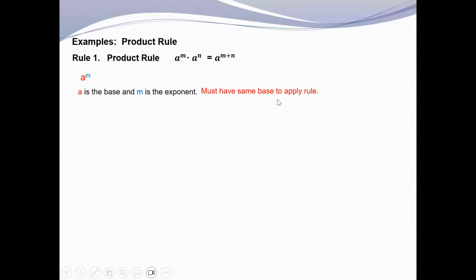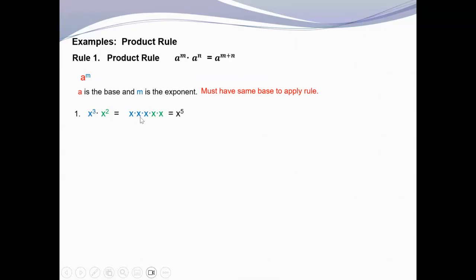Okay, now let's begin with some examples. First of all, this is product rule number 1. A is the base and m is the exponent, like I mentioned earlier. You must have the same base. This feels like the concept, guys, right? But you're not going to do it this way because this will be too long. So in other words, it's better to use the rules.